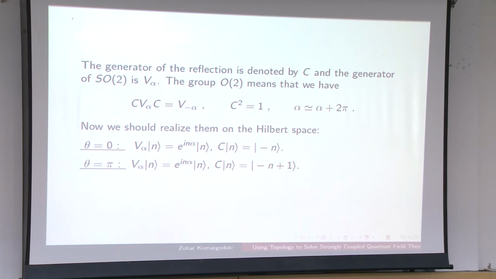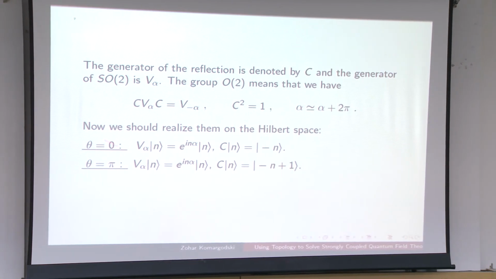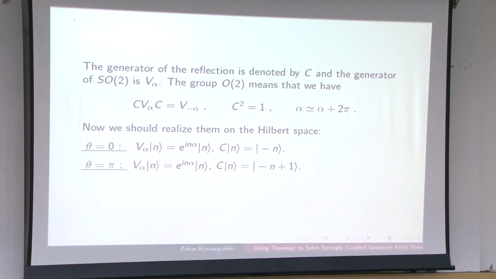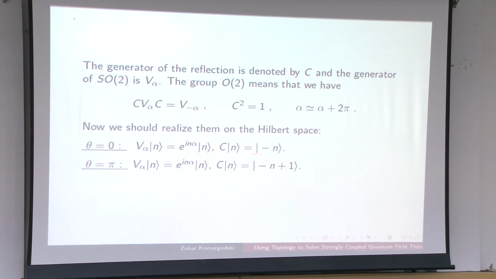So what we need to do is to represent these operators on the Hilbert space. So we have our wave function c to the iqn, and this is how these operators act. And the action is different at theta equals 0 and theta equals pi. This is a crucial point. At theta equals 0, it's easy to guess how the action of these operators looks like on the Hilbert space. A rotation of the state n just gives you a phase according to the number n, e to the i n alpha. And this reflection symmetry acting on n takes you to minus n.